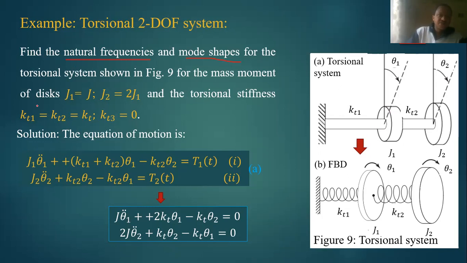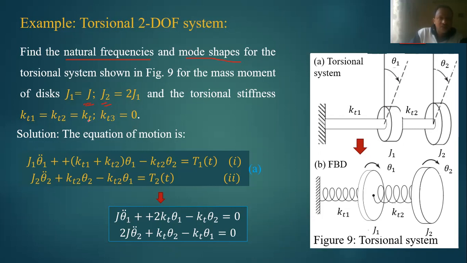So for that, the mass moments of the disks are given. For disk 1, J1 is equal to J. For disk 2, J2 is equal to 2 J1, meaning it is 2 times J simply. So for that, we took the general equation like this, just substituting the given conditions.